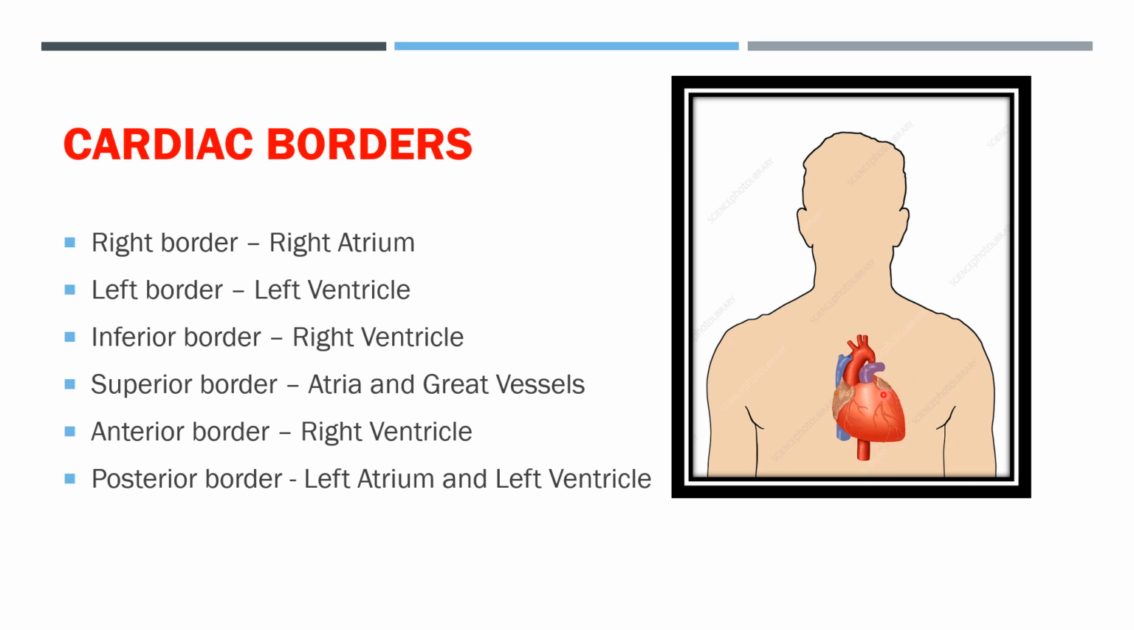If you look at this picture, that is clear. The heart is turned a little posteriorly and to the left. That's why the left atrium and left ventricle have gone posteriorly, and the right ventricle has come anteriorly. So these are the cardiac borders.